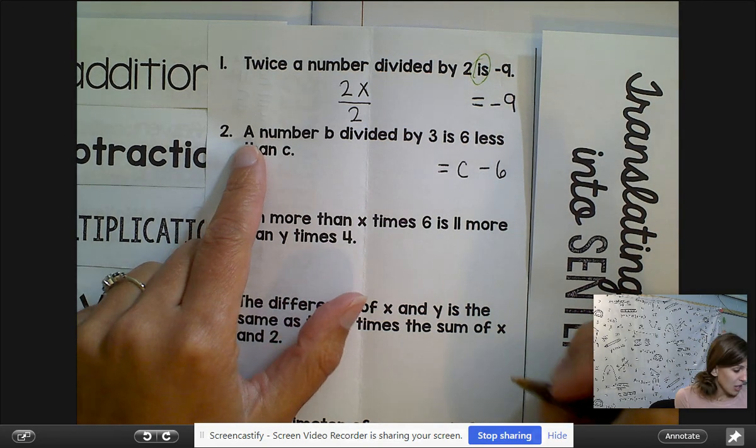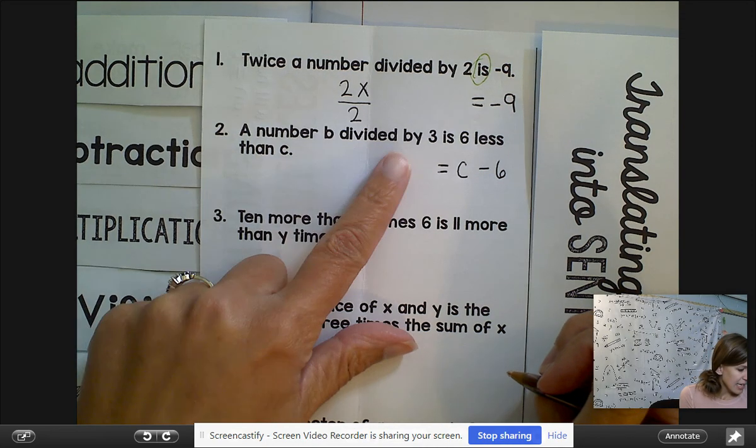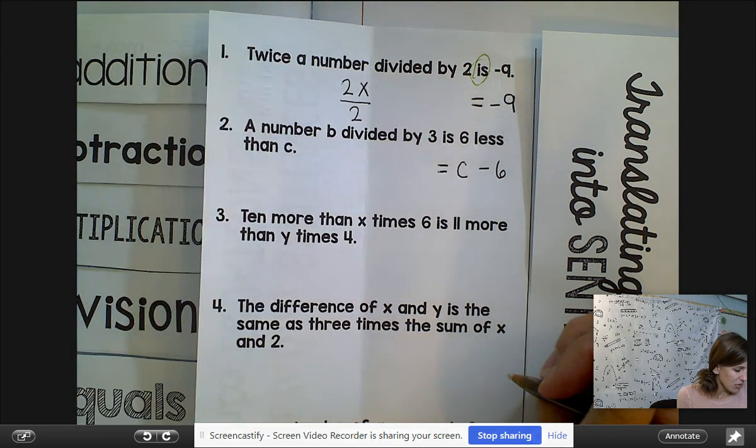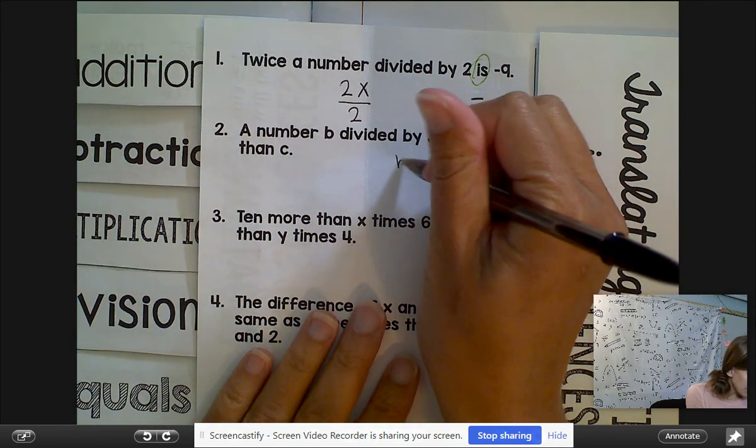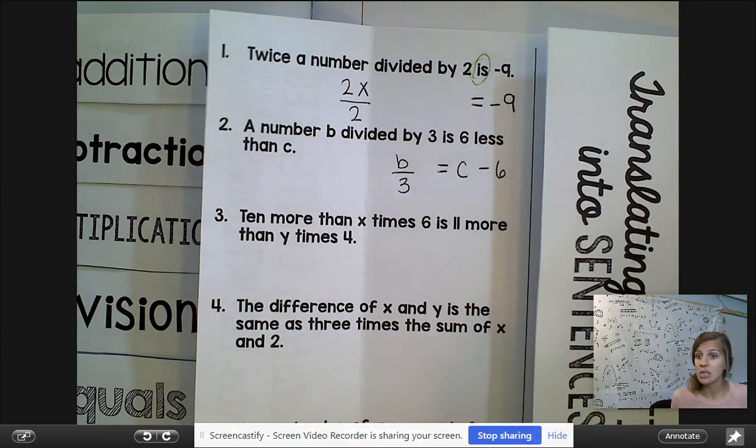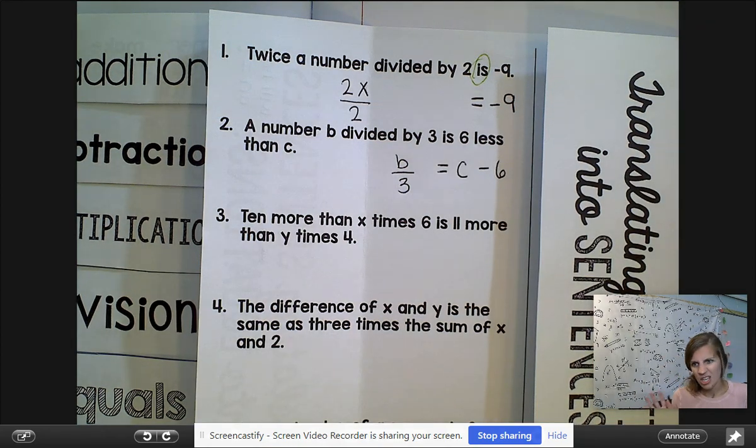If I go back to the beginning though, a number b divided by 3 is, and that's the rest of it. So b divided by 3, we got b divided by 3. And again, if you want to use the little sign with the dots, you can, but that feels kind of elementary. Like you're older than that. Let's do better.